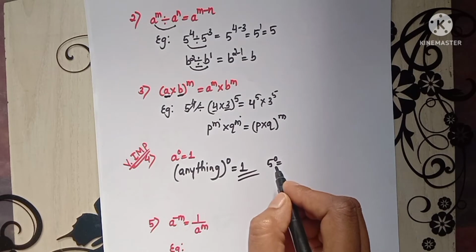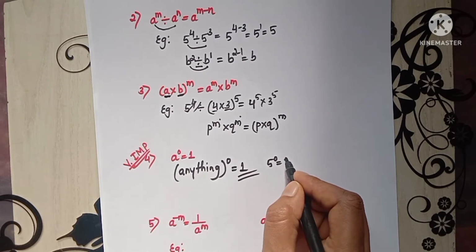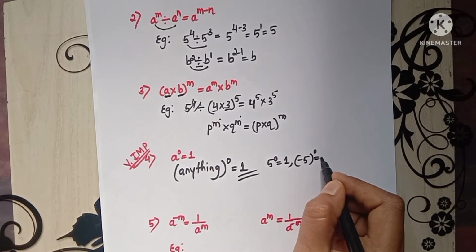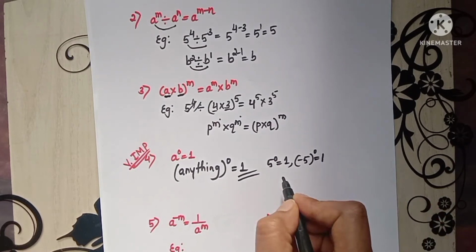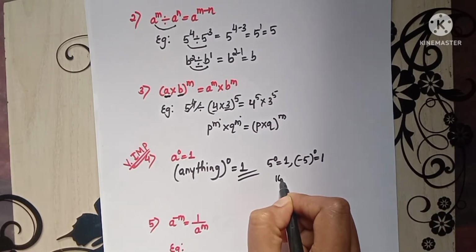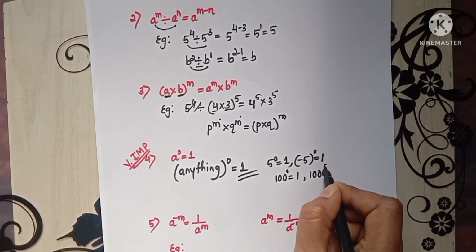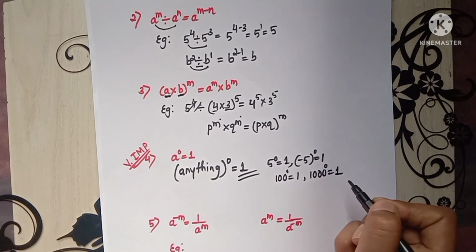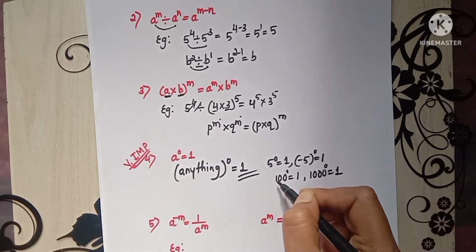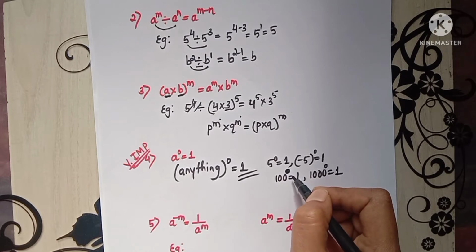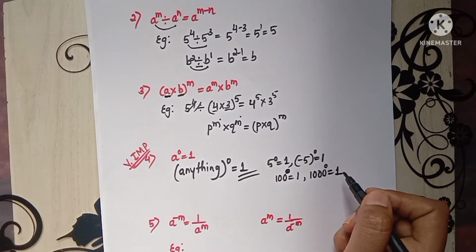For example, 5 to the power 0 will be 1. Minus 5 to the power 0 also will be 1. Next, 100 to the power 0 will be 1 also. 1000 to the power 0 is also 1. Okay. Irrespective of number, if there is power 0, it will be 1.